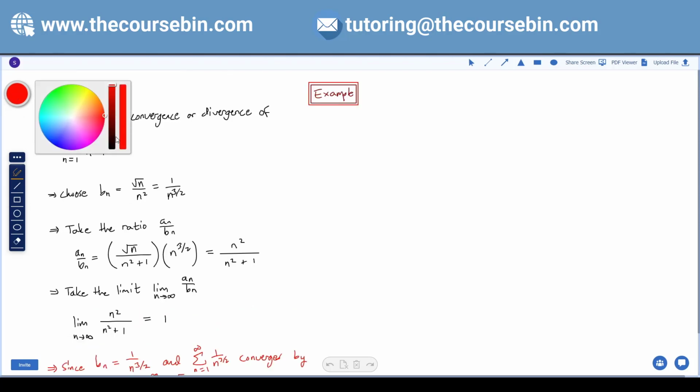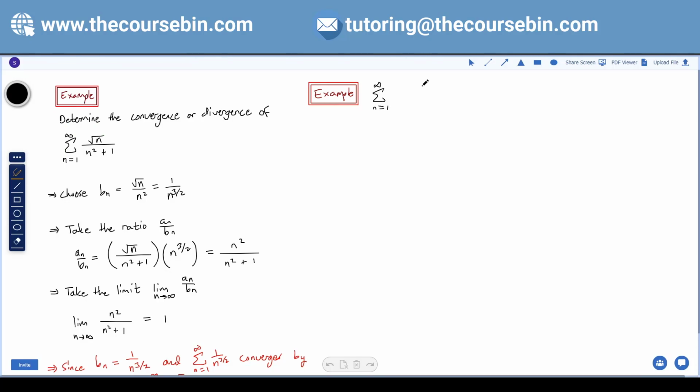Okay, so in this example, we have the sum from n equals 1 to infinity of n times 2 to the power of n divided by 4n cubed plus 1. You want to know if this converges or not. So we're using the comparison test, the limit one for this. The limit comparison test.